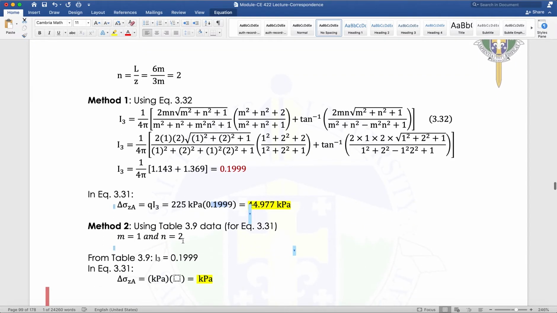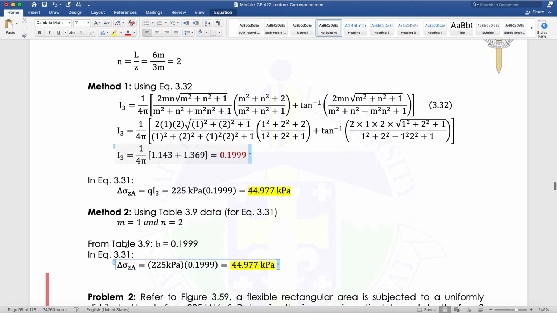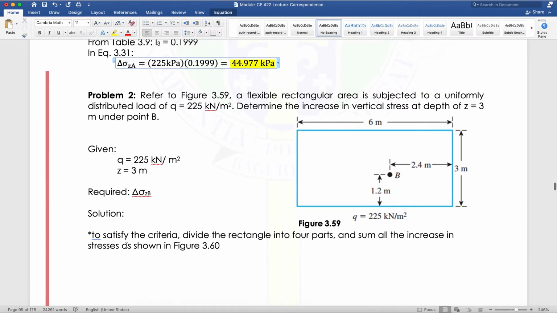So 0.1999, so 225 kilopascals times 0.1999, that is equivalent to 44.977 kilopascals. Okay, next let's have problem number 2 here.